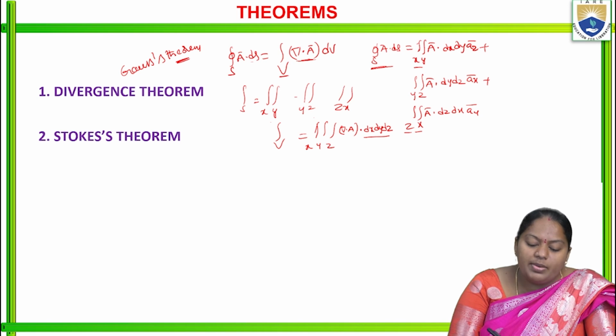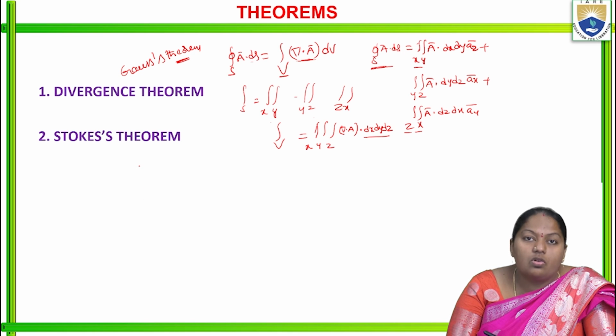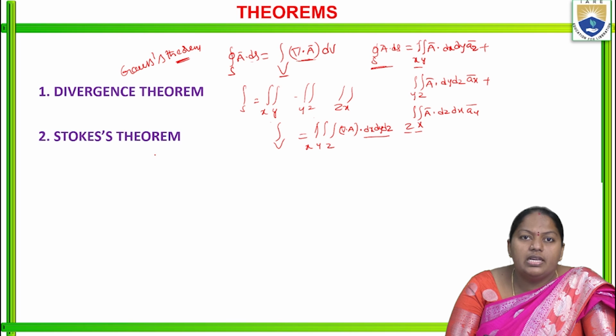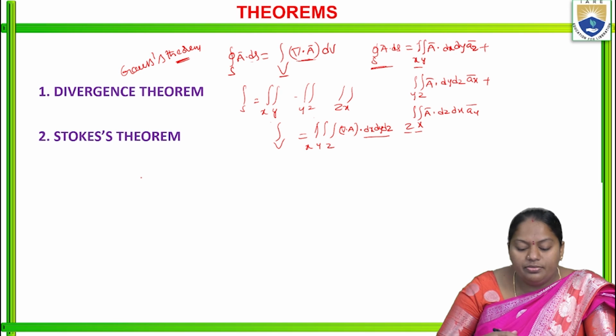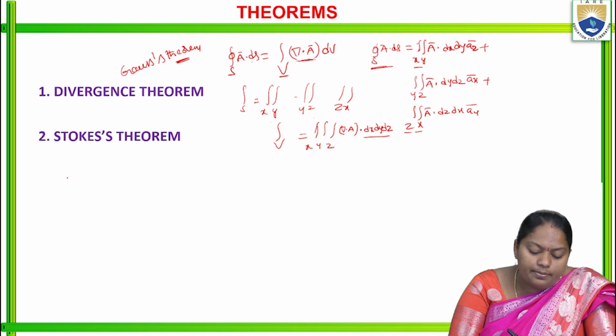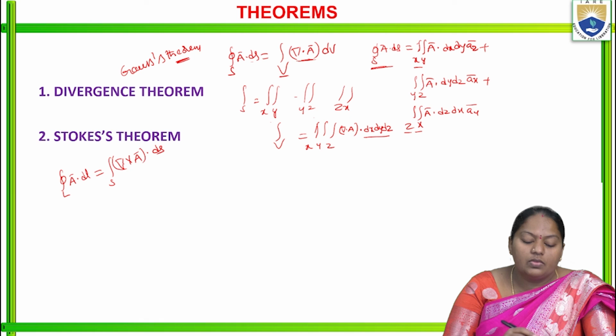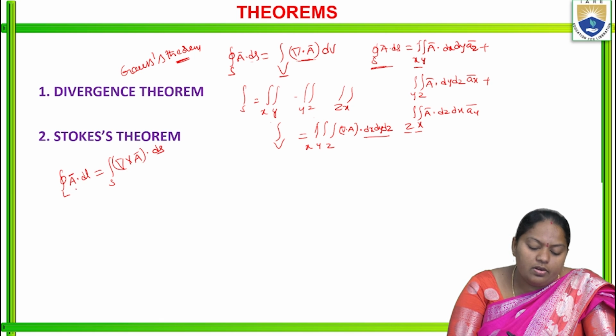Okay? And coming to the next theorem, that is Stokes theorem, sometimes also called Green's theorem, which is one of the applications of Stokes theorem. The Stokes theorem is applicable for 1D and 2D. In some application cases Green's theorem is also valid for 3D. Now Stokes theorem is given by the closed line integral over L of vector A dot dl is equal to the integral over S of del cross A bar dot ds. So, closed line integral L A dot dl.